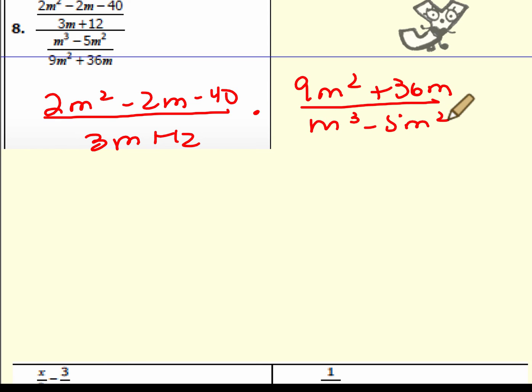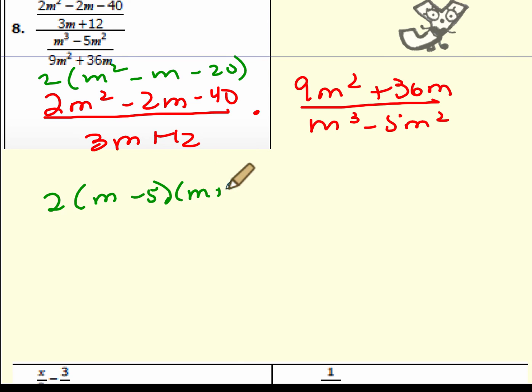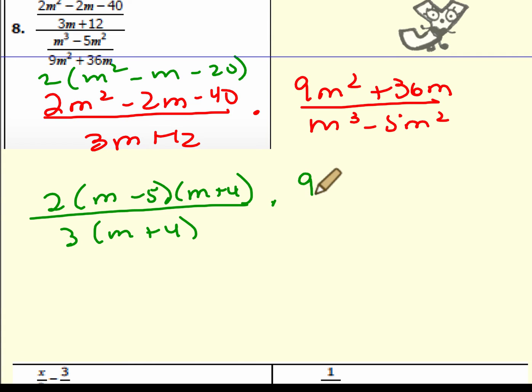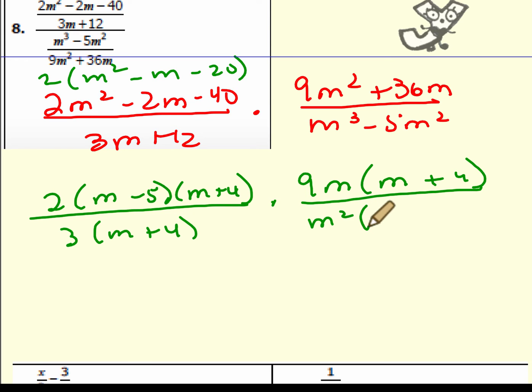Now I'm going to factor what I can. I know this is the same as 2 times m squared minus m minus 20, which factors to 2 times m minus 5 times m plus 4. In my denominator, both terms are divisible by 3. In my second numerator, both are divisible by 9m. And in my denominator, both are divisible by m squared.